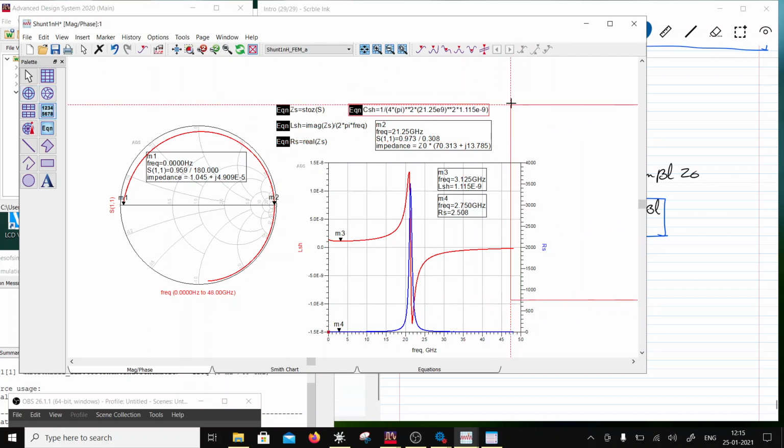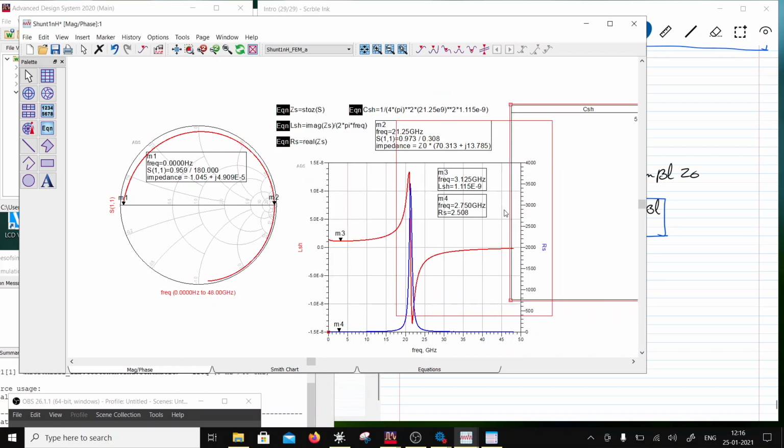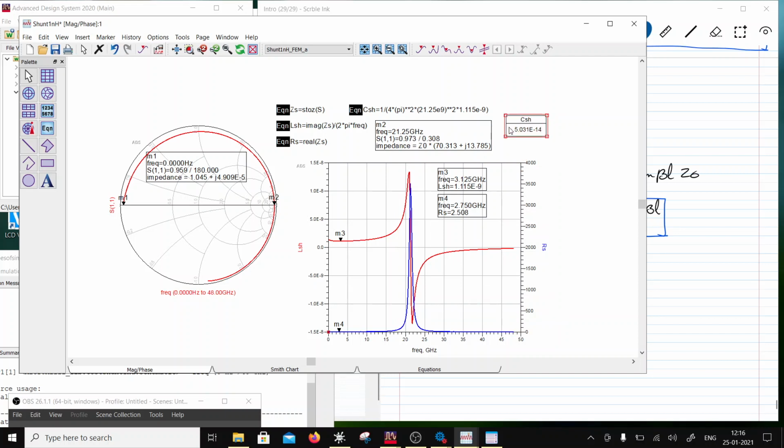So let's look at its value. Its value would be CSH. Let's check its value. Its value is roughly 50.3 femtofarad. So that's its value.